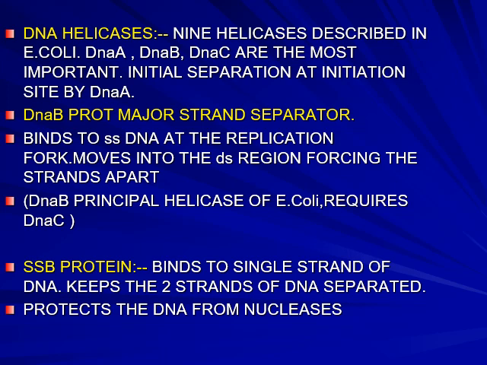The DnaB protein is a major strand separator. It moves into the replication fork and separates the two strands of DNA. It is forcing the two strands apart. This is the principal helicase used by E. coli for strand separation, and it is ably assisted by the DnaC protein.